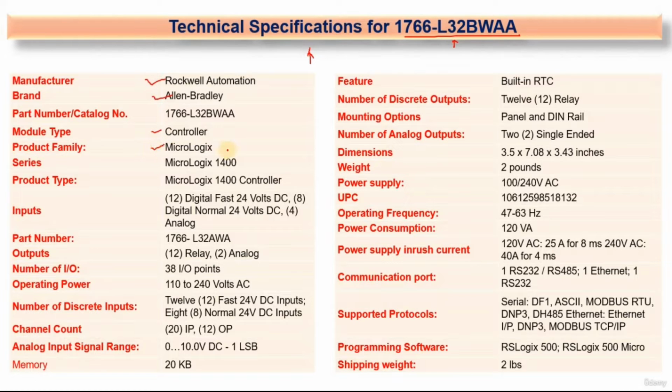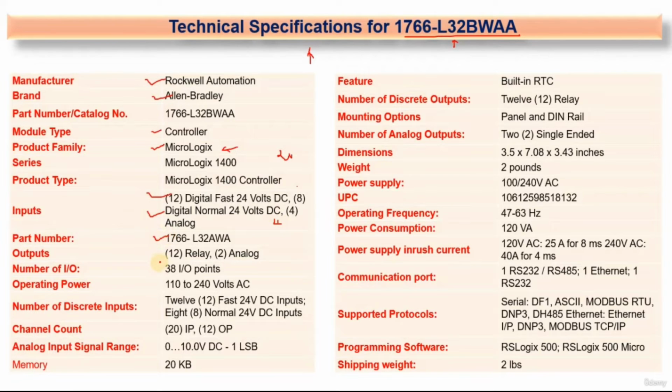the product family means the MicroLogix type PLC. MicroLogix means what? This is a compact device, in which we cannot extend the number of inputs and outputs. So whatever the inputs and outputs we have, we have to design the program accordingly. Now the total number of inputs are given here, right? This is about the digital as well as analog inputs. The total digital inputs you can check: 12 digital inputs are here. Along with that, the 12 digital normal inputs, right? Means the total 20 digital inputs and the 4 analog inputs are here.